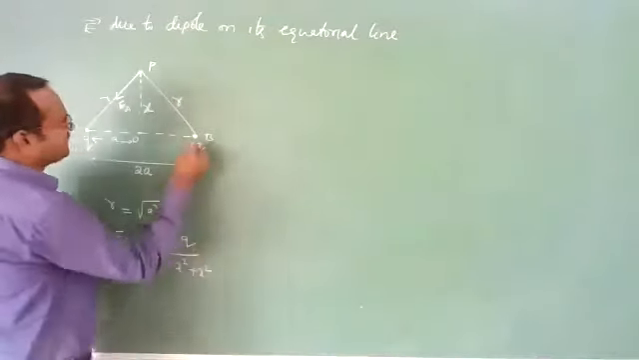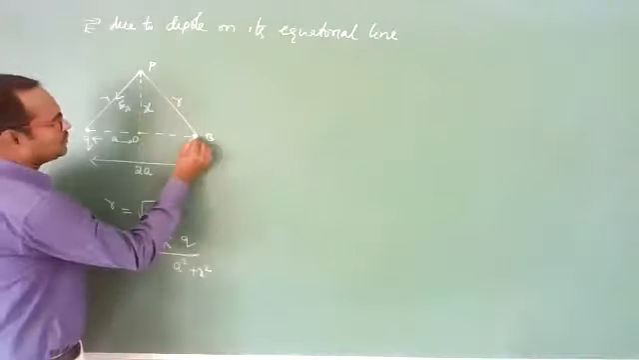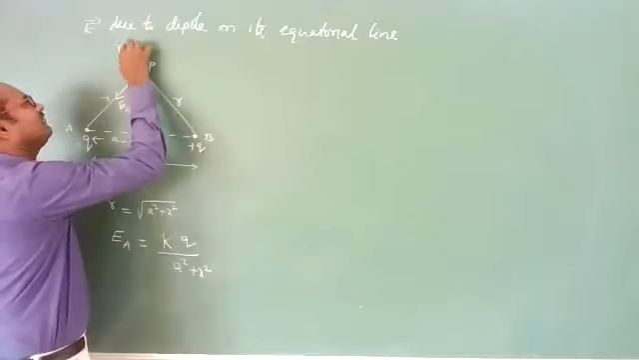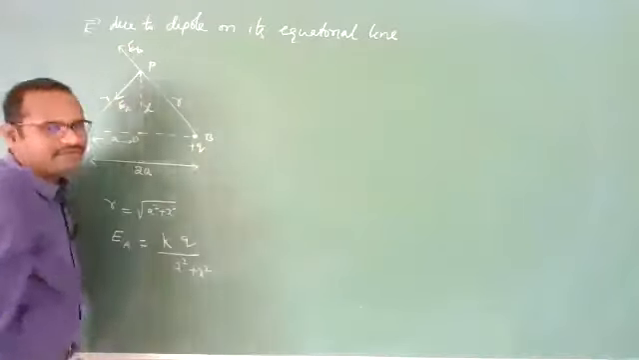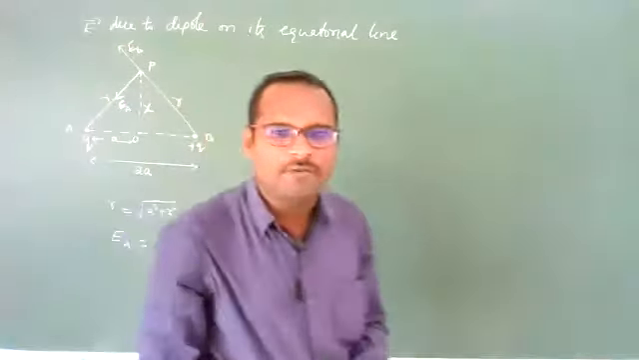Next, due to the charge at B, which is the positive charge, the electric field direction at point P will be in this direction. This is the direction of the electric field due to the charge at B. Are you getting? Because the electric field points outward from the positive charge. It will generate from the positive charge, going like this.